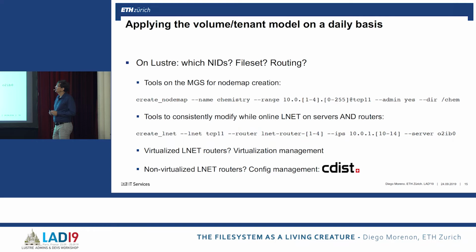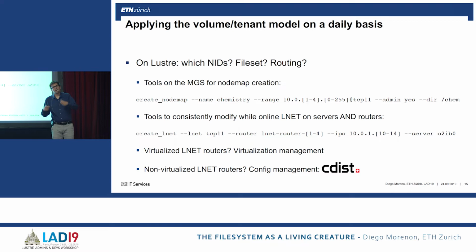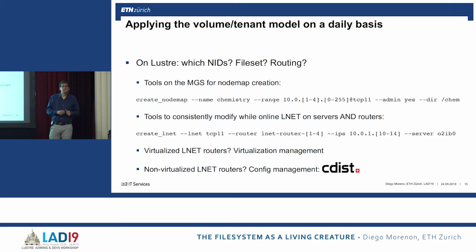So when it comes to router configuration as well, there are two ways to go: virtualized LNET routers, or non-virtualized. We went with the non-virtualized LNET routers, which probably requires a configuration management tool, like Ansible, Puppet, or in our case, we use CDs, which is more or less a homemade tool that we made some years ago. And we use CDs because at the time, Ansible was not that flexible or didn't provide us what we wanted. Why not? Because one of the developers of CDs is in our group, so it's much easier.